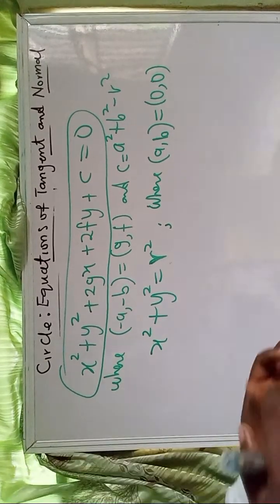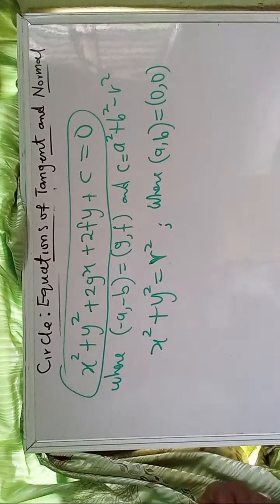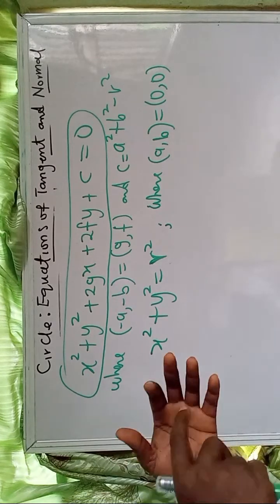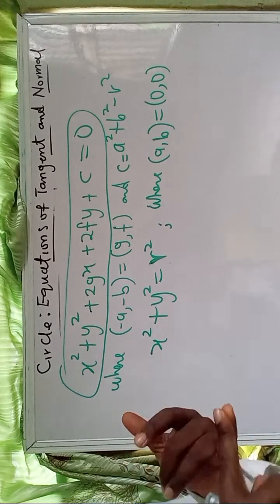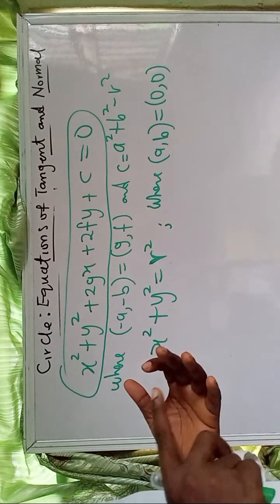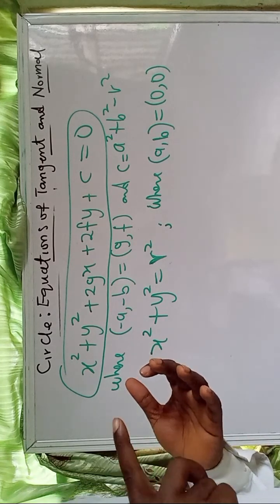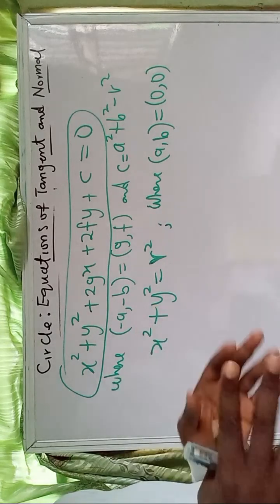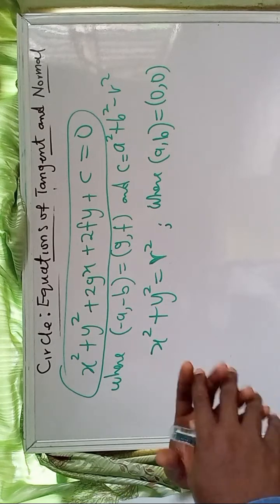So now let's look at some examples. We'll be given the general equation of a circle, and I'll be looking for how to get the equation of the tangent and the equation of the normal. Then from there we'll look at various examples.